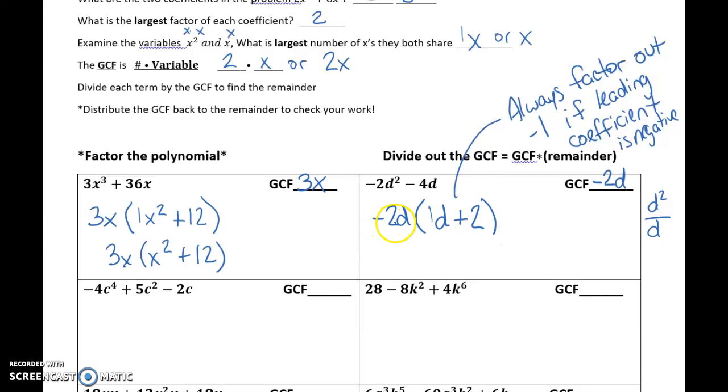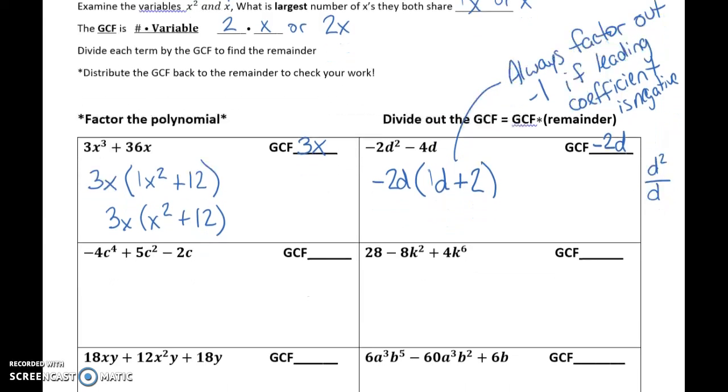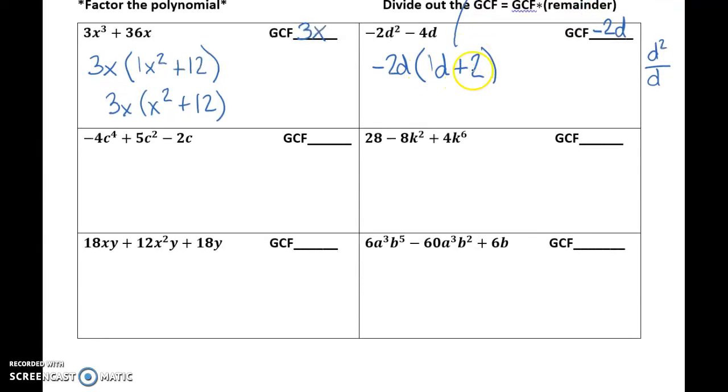Check before we move on. -2 times 1 is -2. D times D is D squared. -2 times +2 is -4, and then D is there. So that's how these work. Just take your time. There's really no work to show, which is the difficult part about this. Most of it's done in your head.